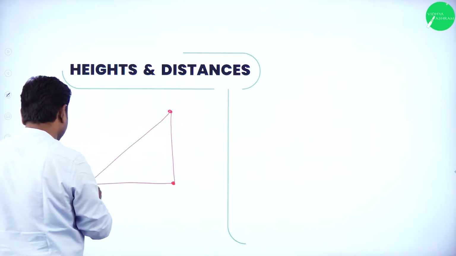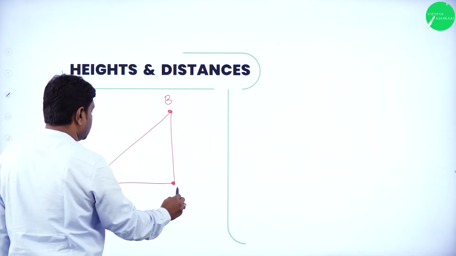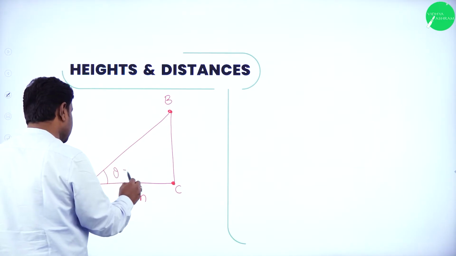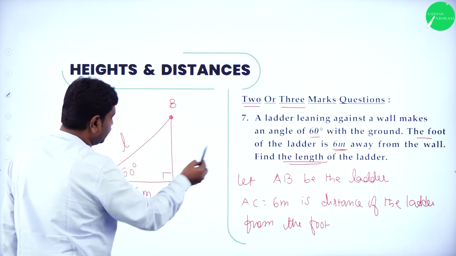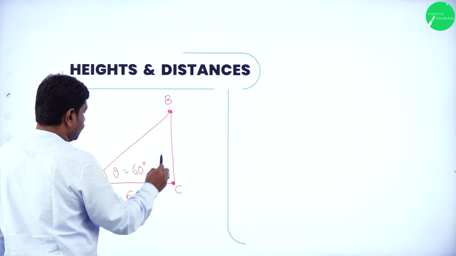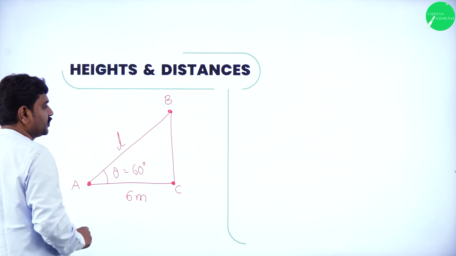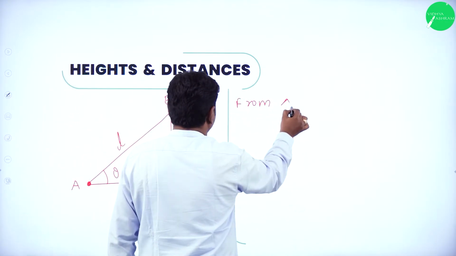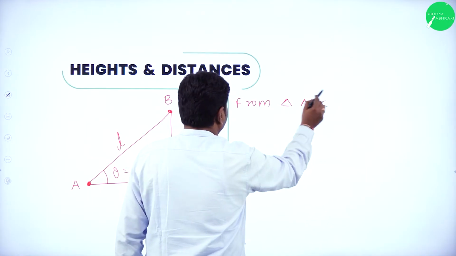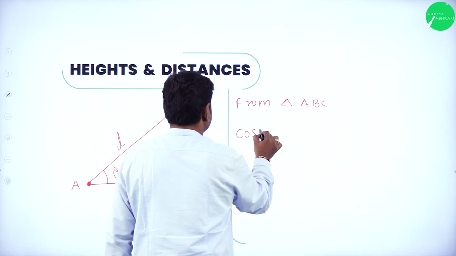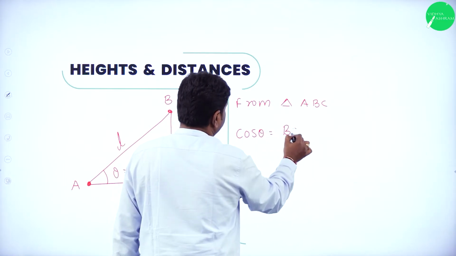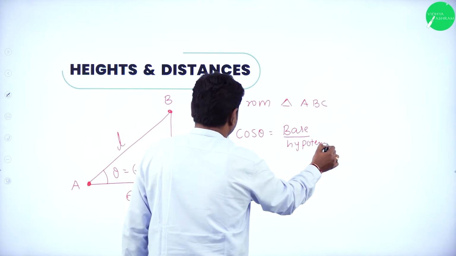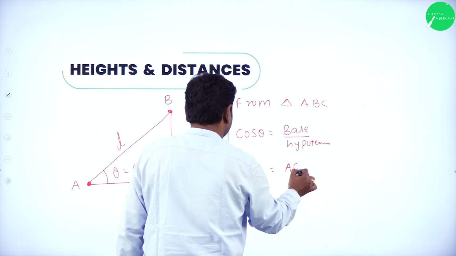This is the ladder, AB is the ladder, and this is the wall. This is 6 meters they told. The angle theta is 60 degrees, that is given in the problem if you read. And further, they want you to calculate the length of the ladder L. So now from triangle ABC, apply cos theta. What is cos theta? All of you know, base by hypotenuse, or we can also call it adjacent by hypotenuse. Here what is the base? AC. What is the hypotenuse? AB.